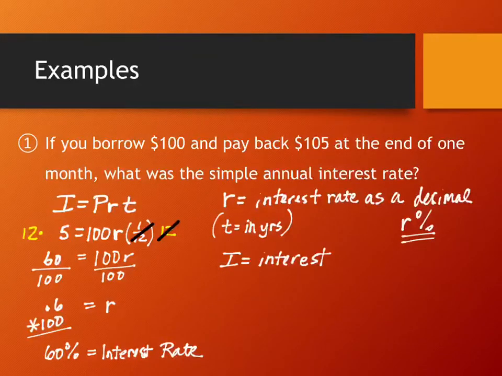Because the question itself asked for the annual interest rate, which is always given as a percentage. So how do I know that the T is in years? Because this formula is set up to make the T be in years. This formula is set up so that the rate R is not a percent value in there. It's actually the decimal that corresponds to the percentage. So it is a 60% interest rate.